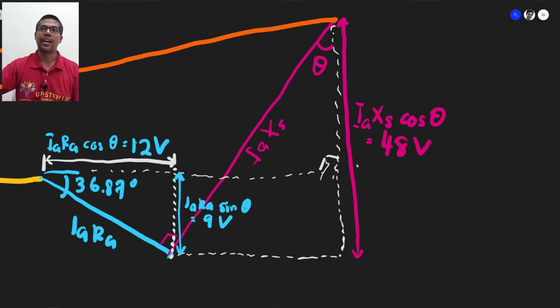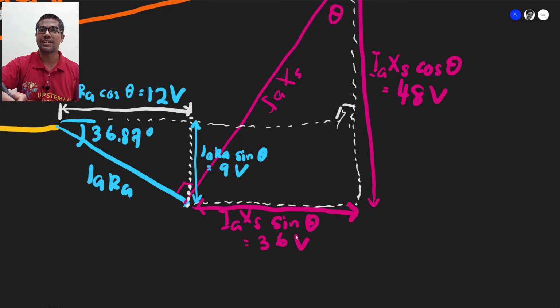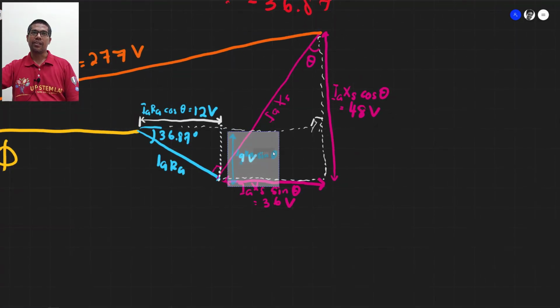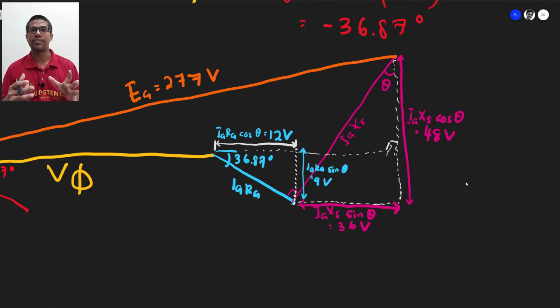And we got another one here. This is IA XS sin theta, and this is 36 volt. Okay, now we have all this information.